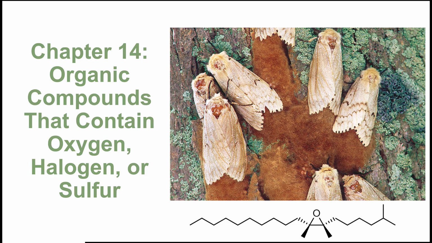In Chapter 14, we'll be looking at organic compounds that have oxygen, halogen, or sulfur in the structure. Here we're seeing a picture of a gypsy moth, which can be problematic to trees. These moths contain a sex pheromone called disparlure. Disparlure is a sex pheromone of the gypsy moth, which is an epoxide, and it can be used to control the spread of gypsy moth caterpillars.